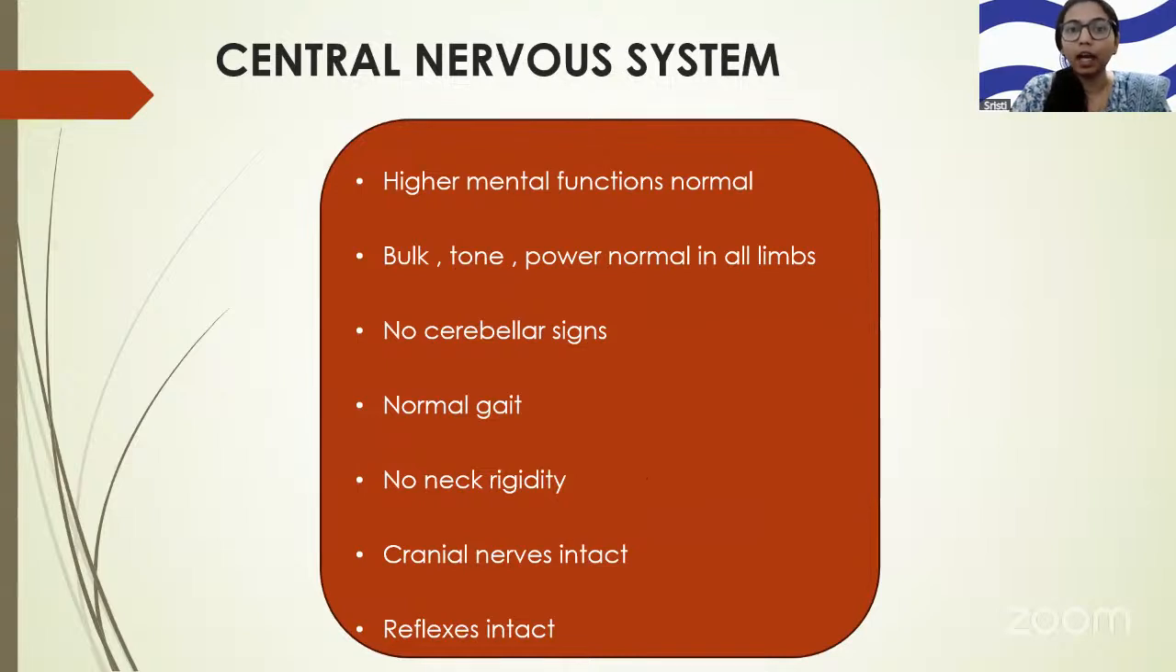Central nervous system: higher mental functions were normal. Bulk, tone, power were normal in all limbs, no cerebellar signs, with normal gait, no neck rigidity. Cranial nerves were intact and reflexes were intact.